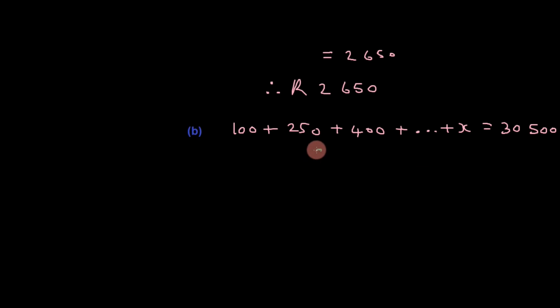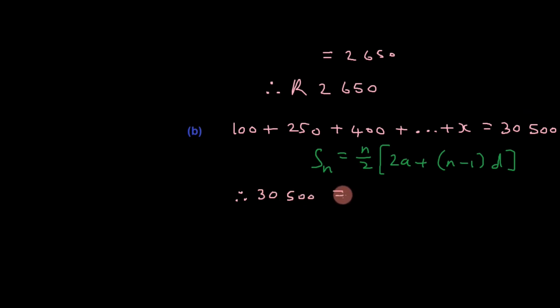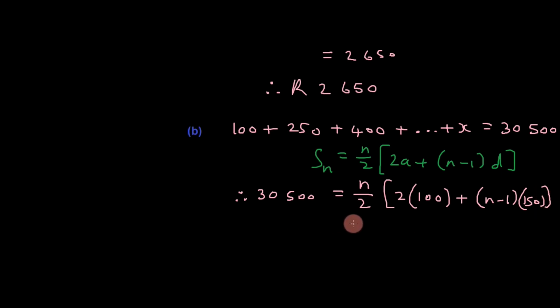So we're going to use a sum formula to find the number of terms. And just plugging in values, S sub n is 30,500. We need to find n. d is a common difference, which is 150. We can multiply both sides of the equation by 2 to get rid of the fraction here.